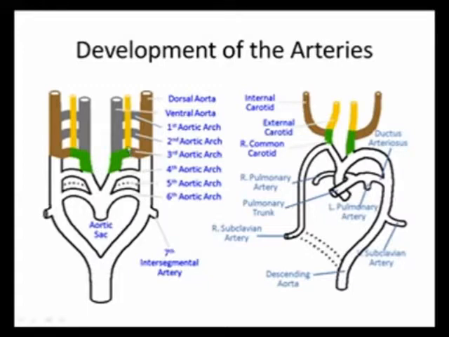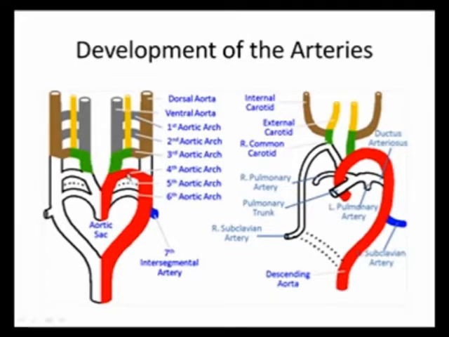And a new vessel that develops at the junction of the common and distal internal carotid is going to form, and that new vessel is going to be the external carotid artery. Note that this distal ventral aorta is going to degenerate.